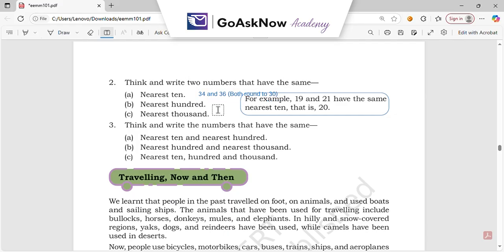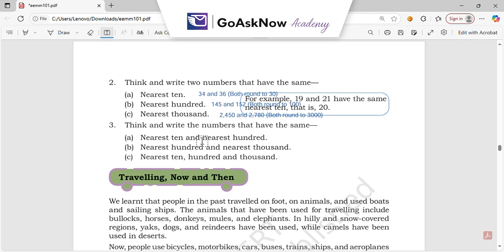Next, nearest 100, which is 145 and 152. Both, if rounded to hundreds, round to 100. Then the nearest 1000 value: 2450 and 2780 both round to 3000, taking the nearest 1000. These are the numbers which we are taking.